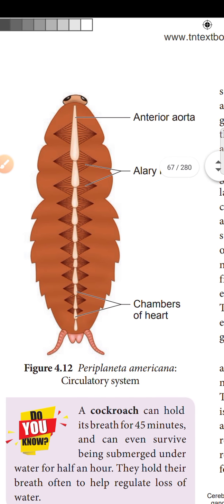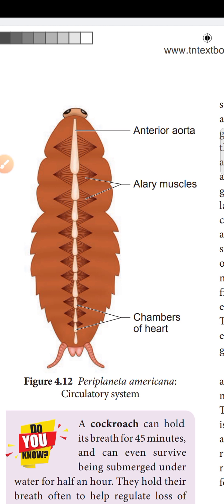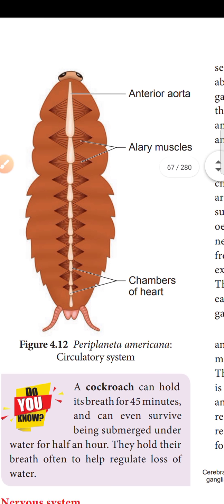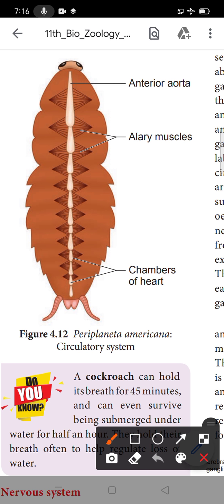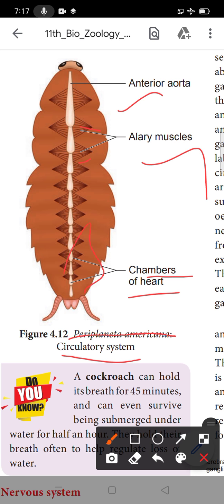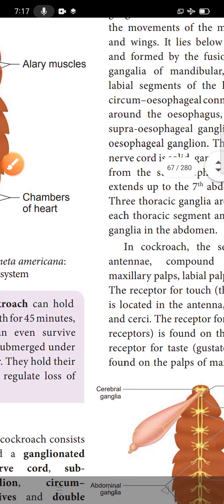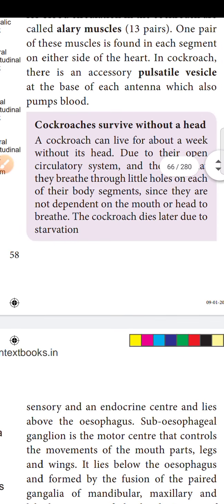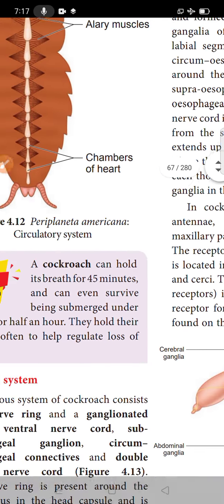They have given the diagram of the circulatory system, so let's look at it. The circulatory system of the cockroach, this arrangement, is a very different one. In the Periplaneta americana circulatory system, the anterior aorta is present. Then the alary muscles, both of these are alary muscles. Then the chambers of the heart, how many chambers? Already you know. Yes, these are the chambers of the heart. So this is the circulatory system of Periplaneta americana.